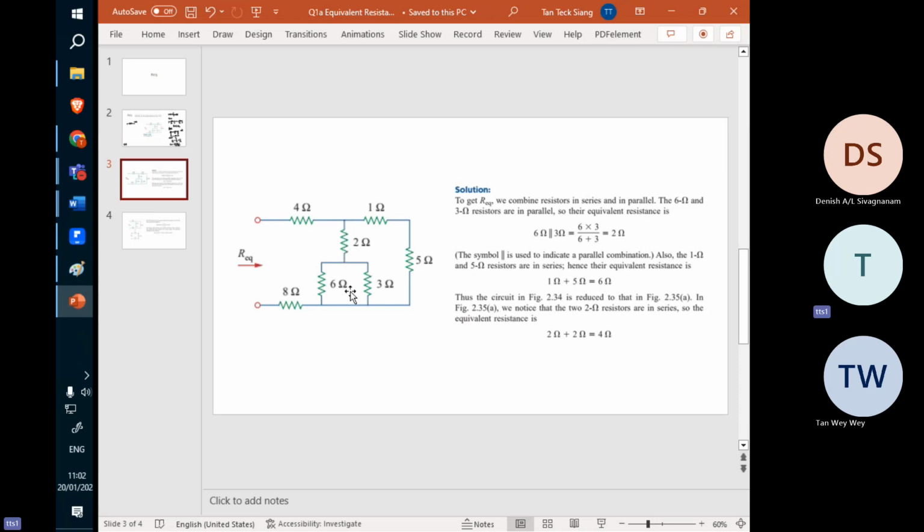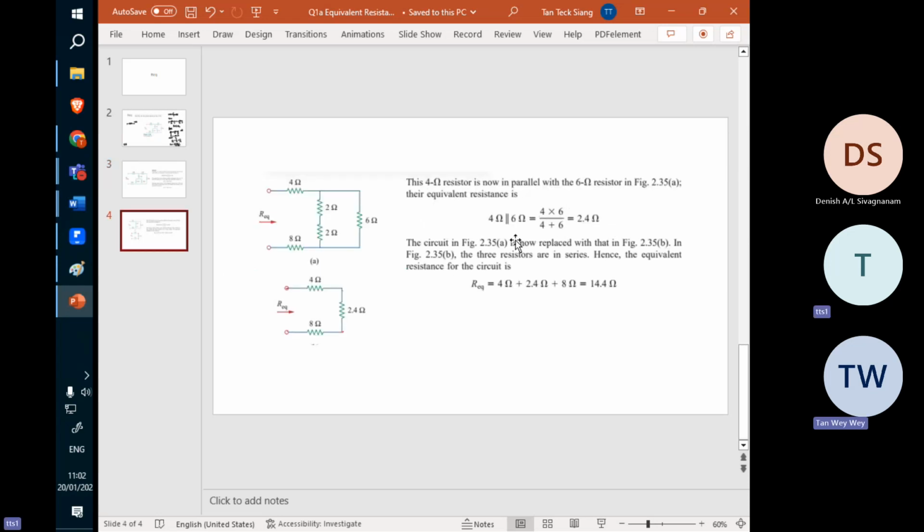And then now we have 2 and 2 here. We can just add them up because they're in one string, one line. So we just add them up to form the 4. And this is what we have after we've done some steps. Then what we should look at now is to parallel these two, 4 and 6. When we parallel these two, we get 2.4. And then at the end, we have these 3 connected in one string, so they are in series. We just sum these 3 and get the total of 14.4.